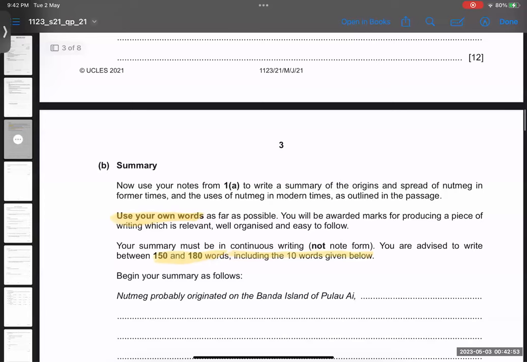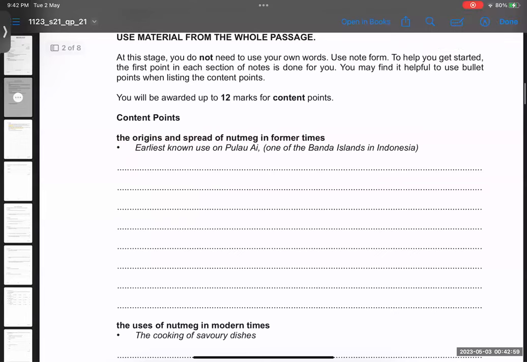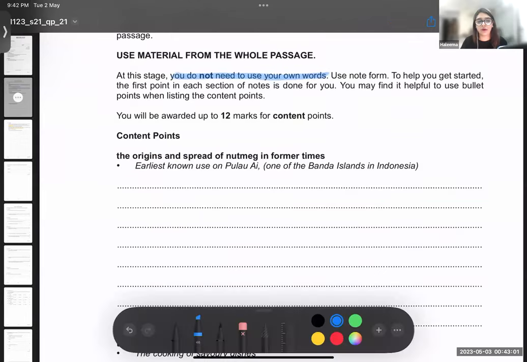One important instruction about the content points is that you are not expected to use your own words. So for a lot of you who think that the content points need to be in your own words, that's not true. At this stage, you do not need to use your own words. The question says so outright. So please keep in mind that you can use the words as is from the passage. Make sure you use the key words, the key ideas, and make sure that you write this in bullet points and phrases, because you do not have all the space in the world. You have to fit it all in the given space. So you have to make sure that the content points fit in the given space provided, okay?